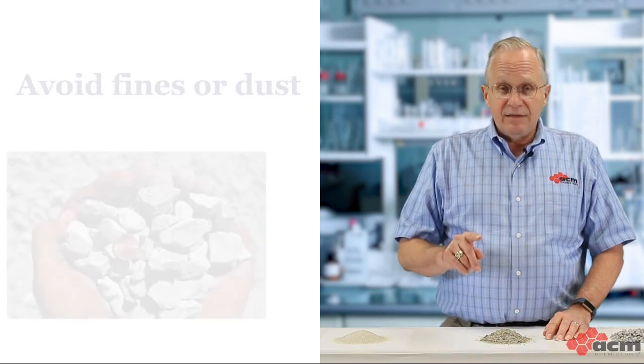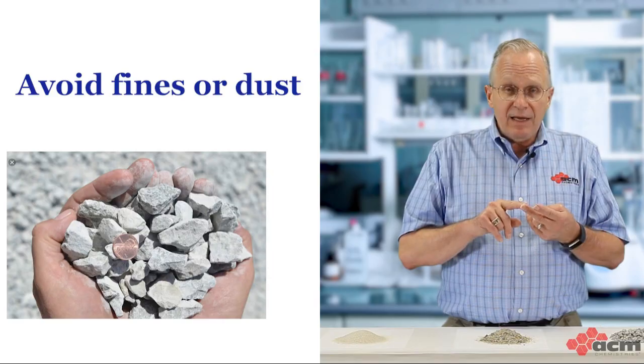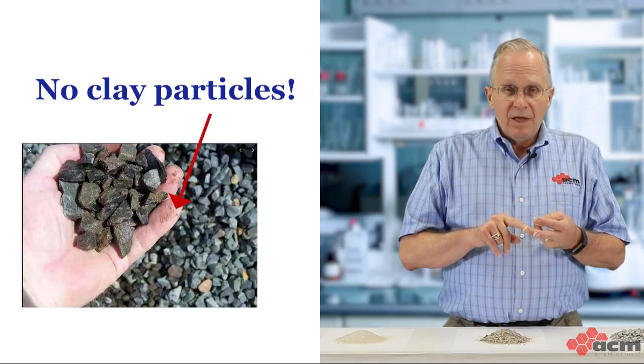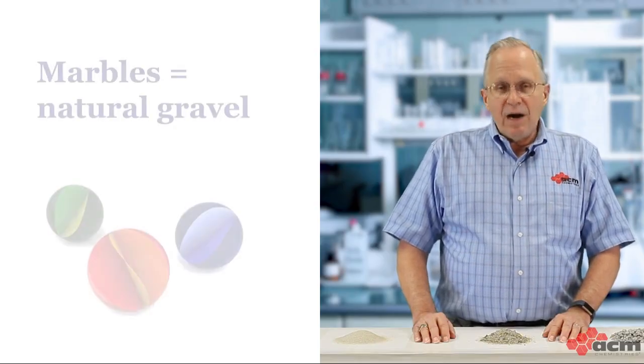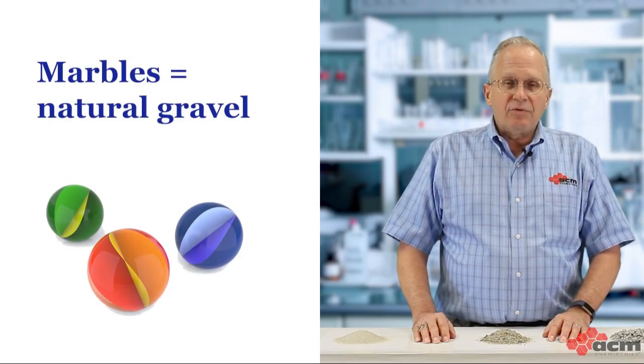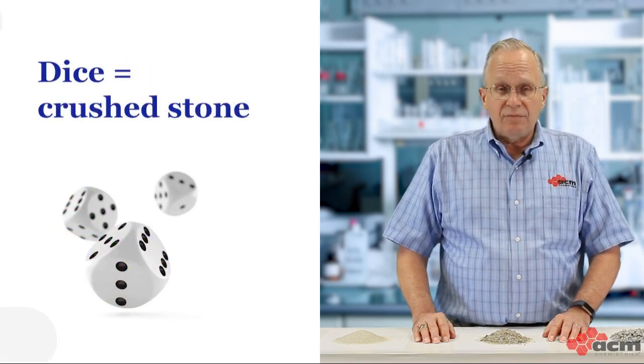Whatever aggregates we choose, we should make sure that they're clean and contain limited amounts of very fine material, clay, and organic impurities. All of these can negatively impact the quality of the concrete and cause us to use more cement. Now that we've talked about some of the properties of aggregates, let's get a little more insight on the effect of shape from our good friend Diamond Jim. In this case, the marbles represent the natural gravel, while the dice represent the manufactured or crushed stone.